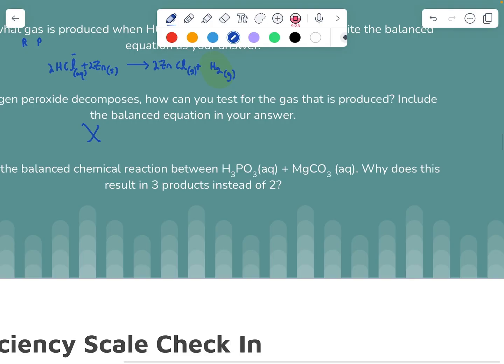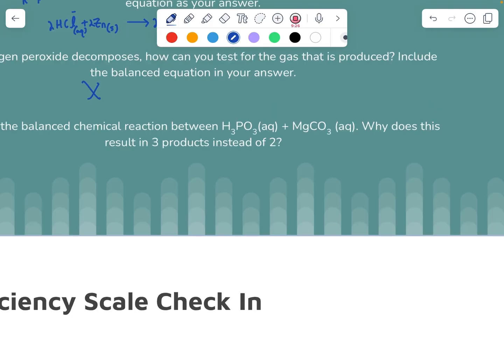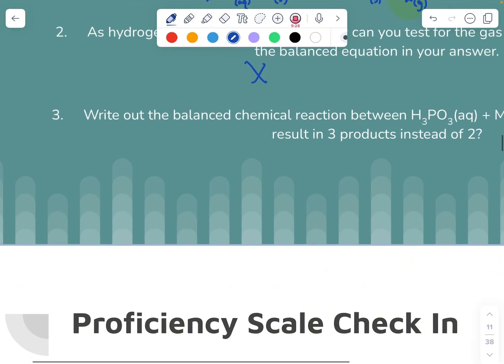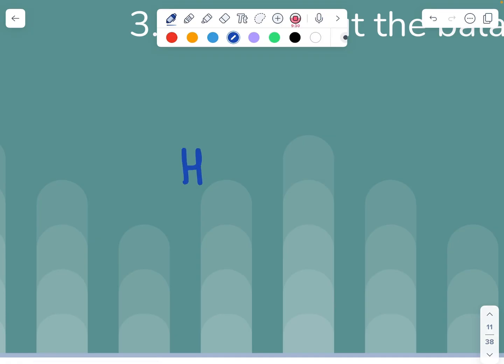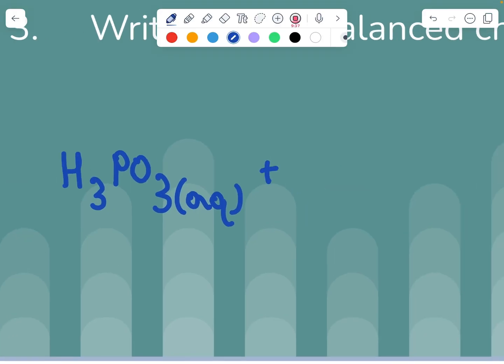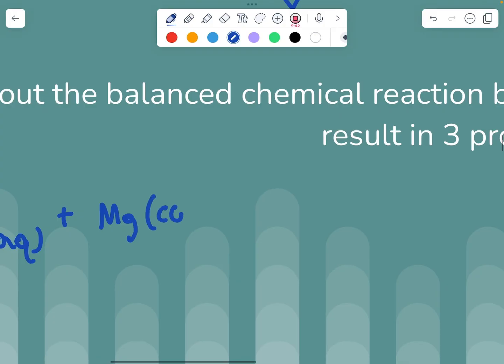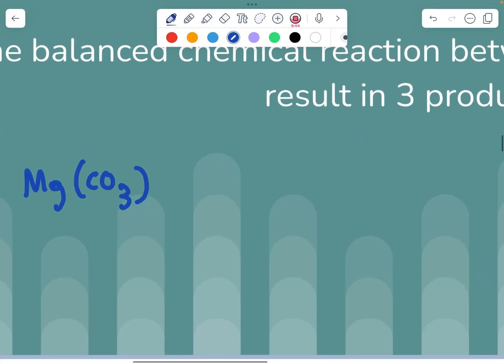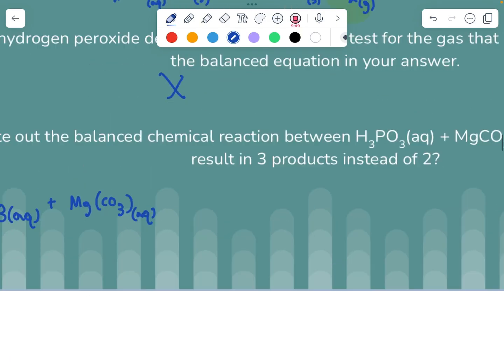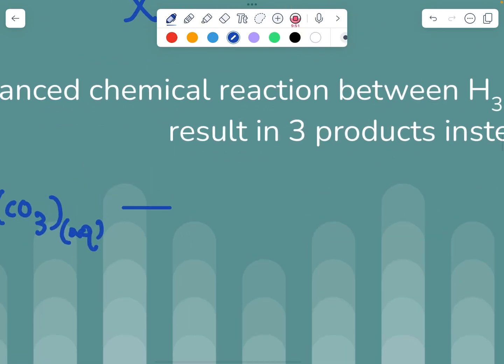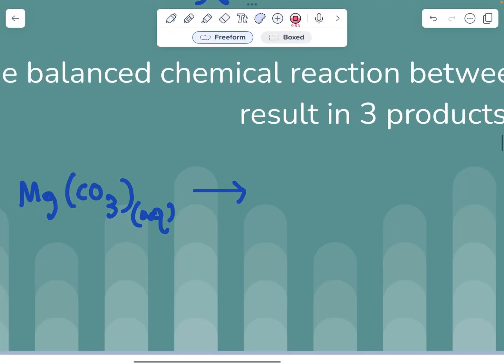So let's write the balanced chemical reaction between phosphoric acid and magnesium carbonate. And why does this result in 3 products instead of 2? Okay, so we always start with what they give us in chemistry. It's usually a good rule of thumb. This is an acid, and then also a salt. And these are polyatomic ions, so we know their charge. If you're not familiar with your polyatomic ions and haven't memorized them, I highly recommend it, because unlike in class, we don't get a polyatomic ion sheet on the exam.